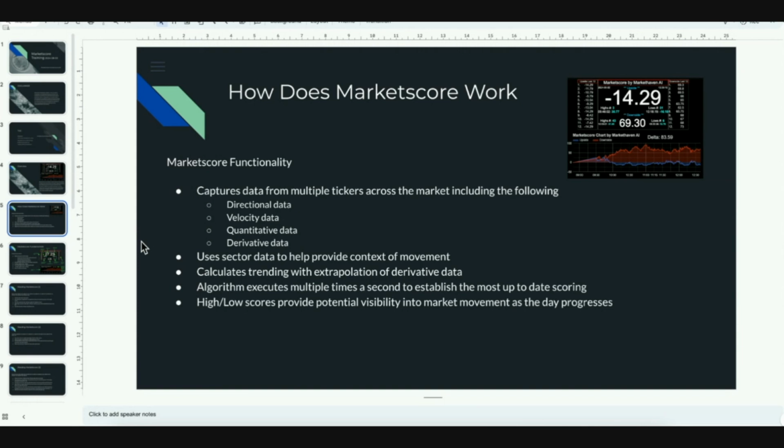Calculates trending with extrapolation of the derivative data. So the derivative data is run through an algorithm that helps it capture how the market is moving and to what degree, in order to represent that in the numbers. The algorithm executes multiple times a second in order to give the most up-to-date scoring.